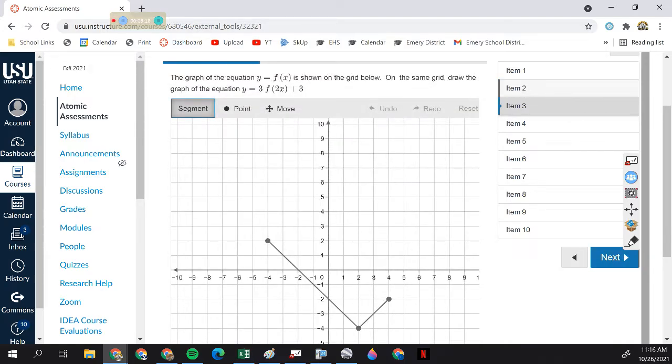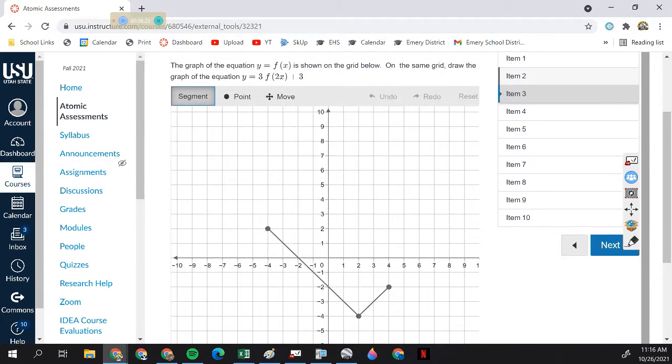Okay. So the graph shown is f of x. We want to graph 3 times f of 2x plus 3. And remember, stuff on the inside works backwards. So we always start from the inside out, and we follow order of operations. So this is step 1, this is step 2, and this is step 3.